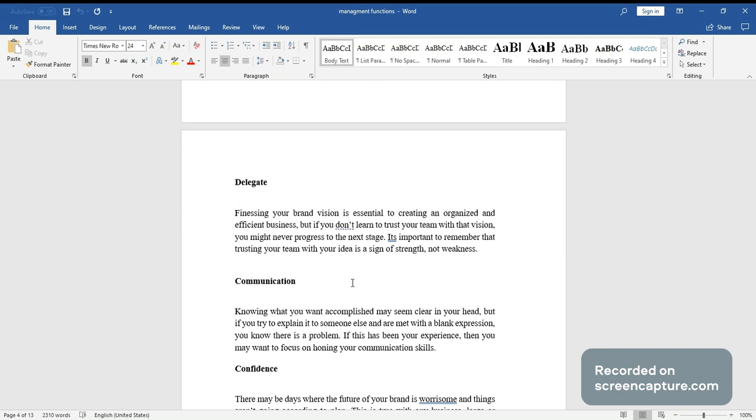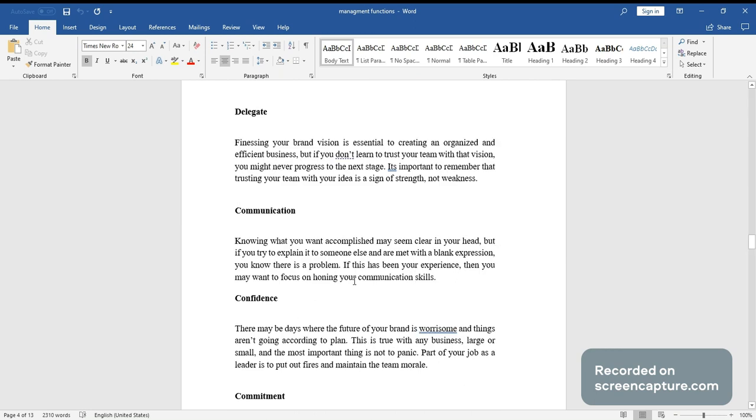Delegation. Finding your brand vision is essential to creating an efficient business. But if you don't learn to trust your team, without that trust you might never take the process to the next stage. It is most important to remember that trusting your team with your ideas is a sign of strength.